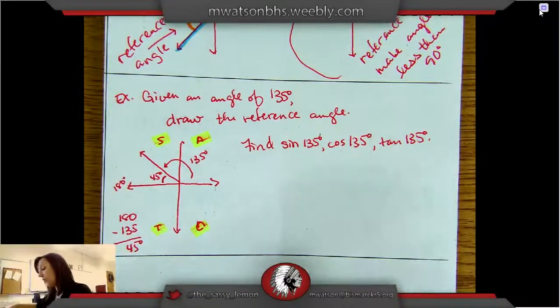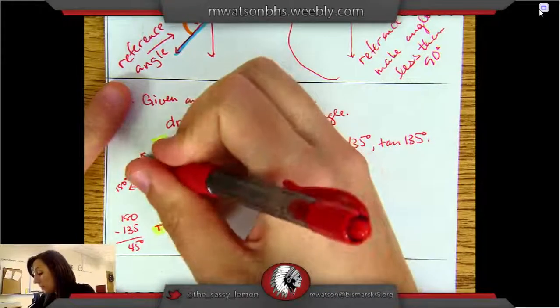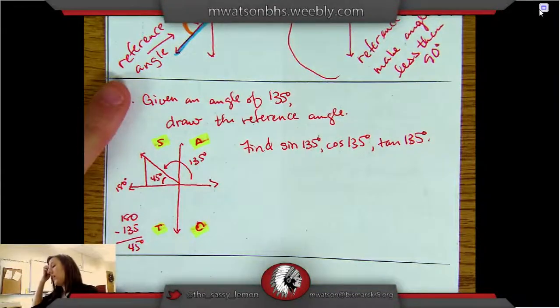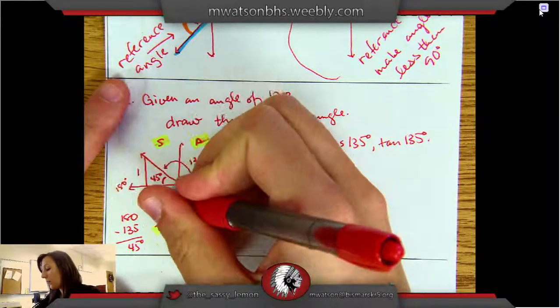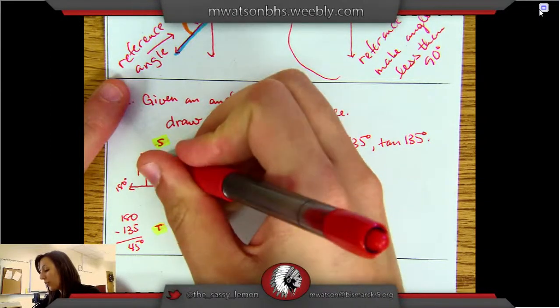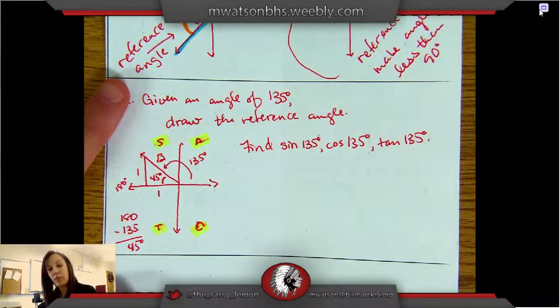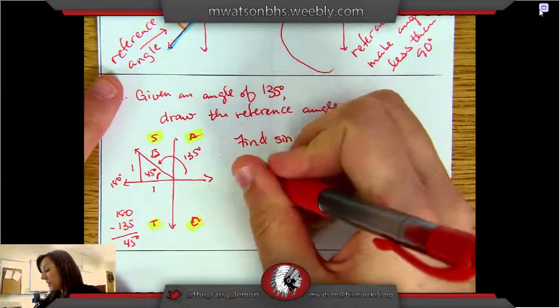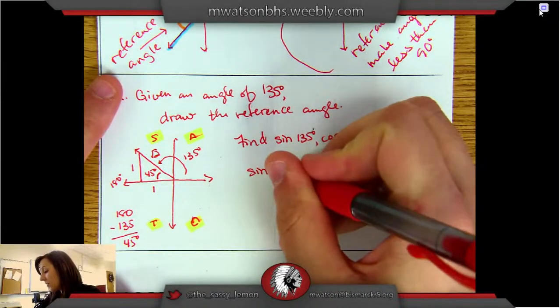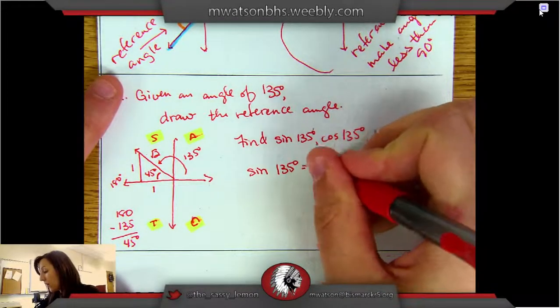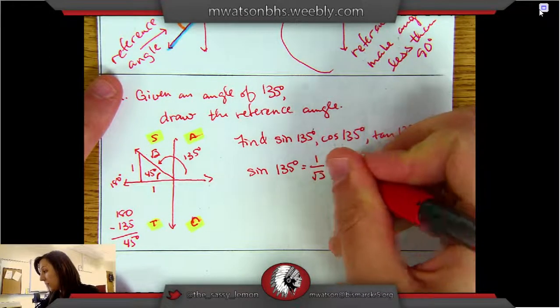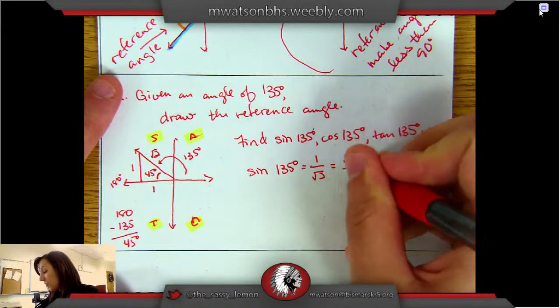So basically all we need to do is use this triangle that we're very familiar with, the 45, 45, 90. We know that the sides of a 45, 45, 90 always come down to the ratio of 1, 1, square root of 2. So sine of 135 degrees is going to be 1 over the square root of 2, which we need to rationalize and get the square root of 2 over 2.